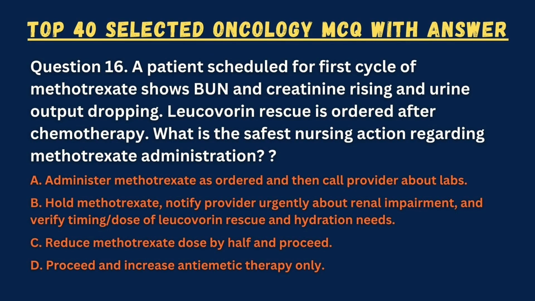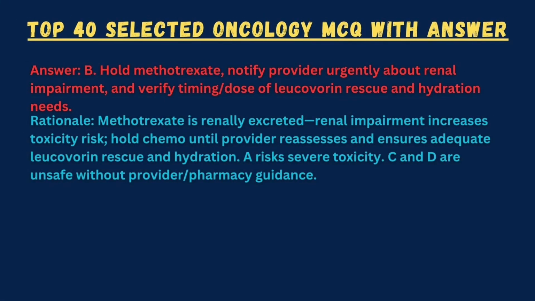C. Reduce methotrexate dose by half and proceed. D. Proceed and increase antiemetic therapy only. Answer. B. Hold methotrexate, notify provider urgently about renal impairment, and verify timing or dose of leucovorin rescue and hydration needs. Rationale. Methotrexate is renally excreted. Renal impairment increases toxicity risk. Hold chemo until provider reassesses and ensures adequate leucovorin rescue and hydration. A risks severe toxicity. C and D are unsafe without provider or pharmacy guidance.